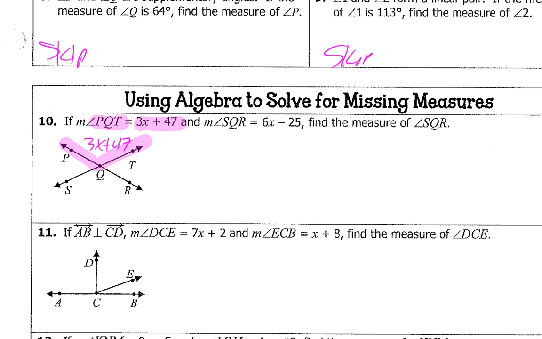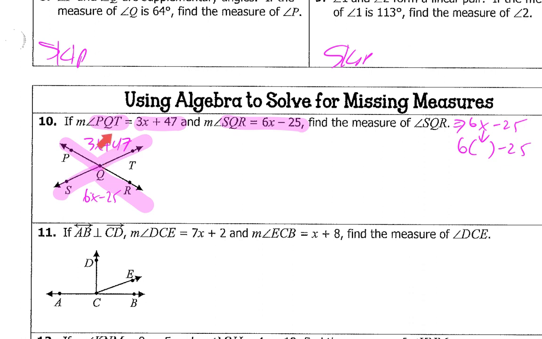Okay, then SQR is that one, right? And it says that one is 6x minus 25. Okay, so they want us to solve for the measure of SQR. They want us to figure out what this is. Okay, well, SQR is represented by that, right? So that's 6x minus 25. So that means we need to find out what x is, right? So that we can substitute it in.